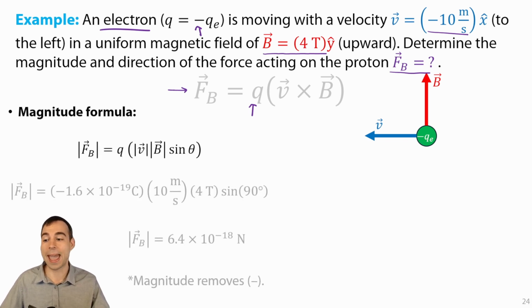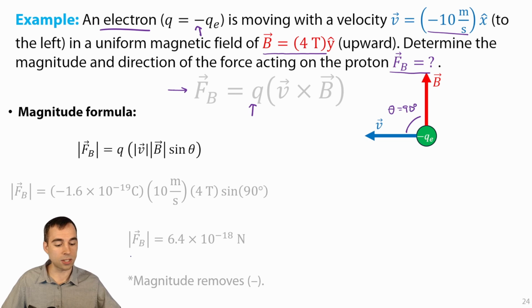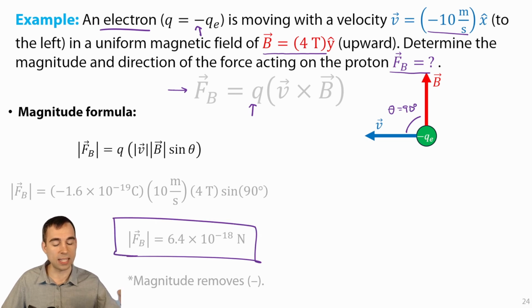To calculate the magnitude, we would just take Q times the magnitude of V times the magnitude of B times the sine of the angle between them. In this case, our angle between V and B is a 90-degree angle. And so we end up getting an answer of 6.4 times 10 to the negative 18. That's the magnitude, but it doesn't actually tell us the direction.